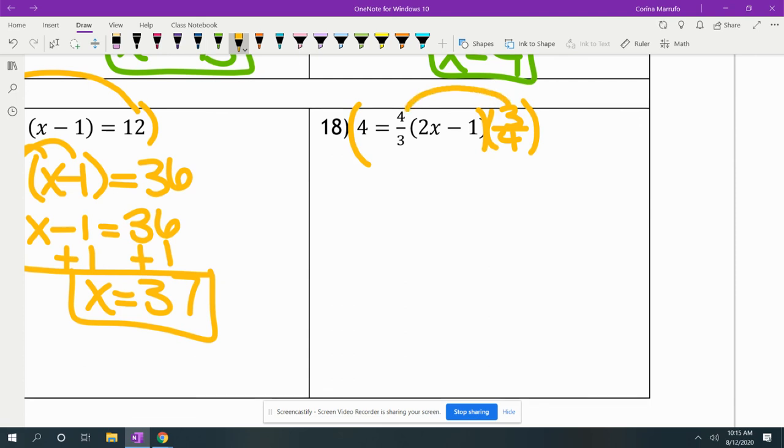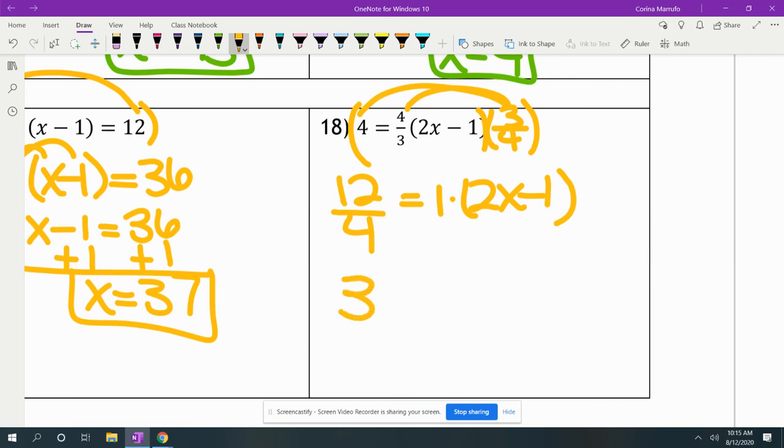Okay, so when we distribute it to this one, everything ends up canceling out, and we're just left with 1 times 2x minus 1. Okay, now when we multiply it times this number here, the 4, you do 4 times 3 gives you 12, and then it'll be 12/4. So 12 divided by 4 gives you 3 equals, we distribute the 1 to each one. So that gives you 1 times 2x is 2x, 1 times -1 is -1.